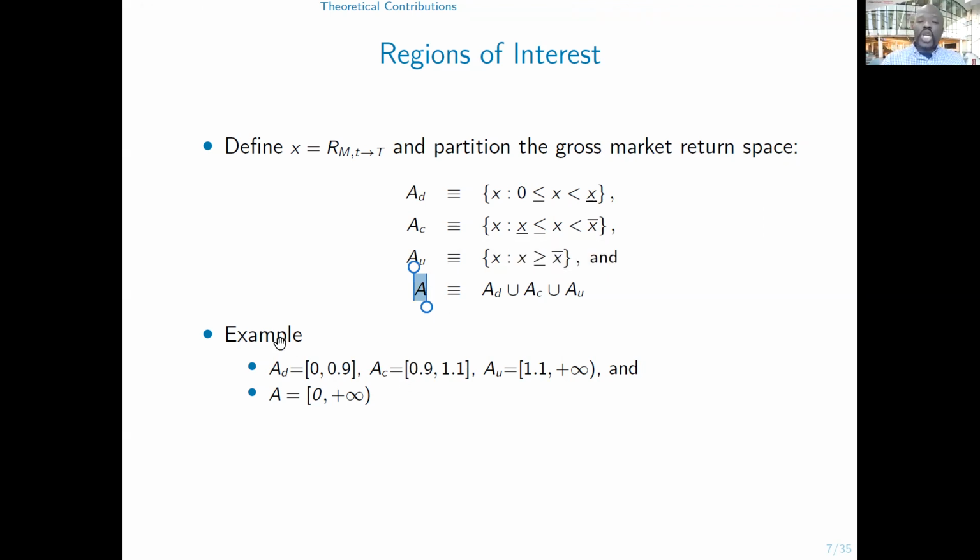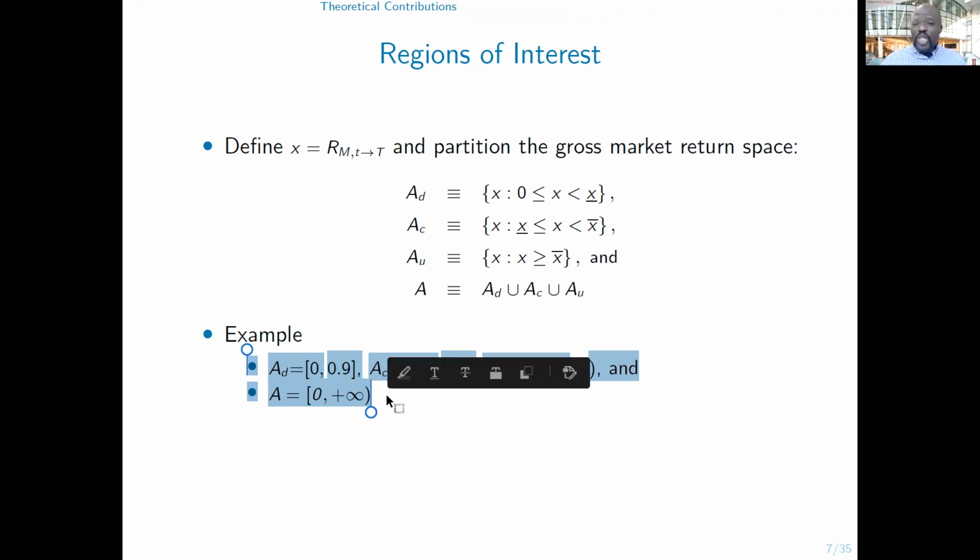As you can see here, we gave an example. This is what we use in our empirical work. But our theory is general. In our theory, we are not using these numbers here. These numbers are used in the empirical setup, right? But our theory is general.